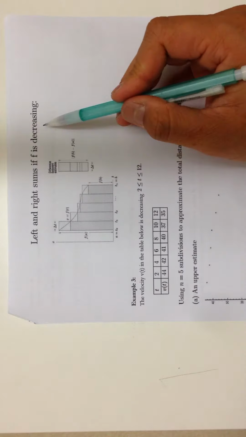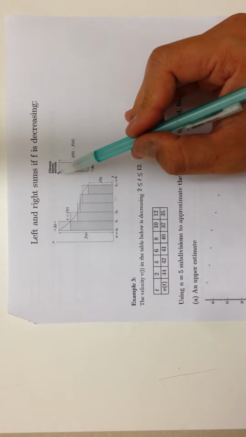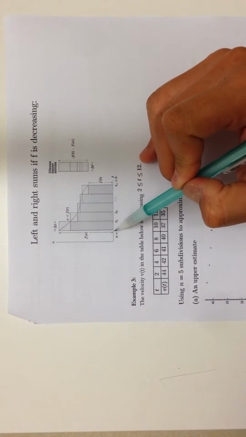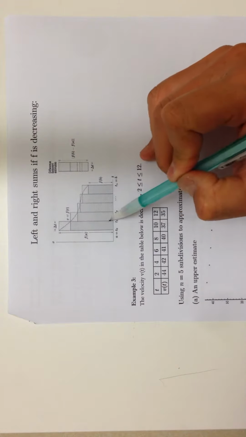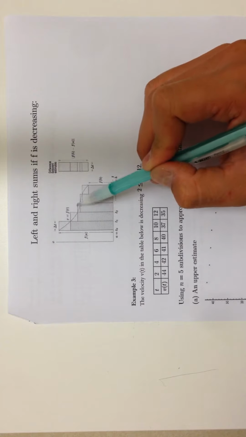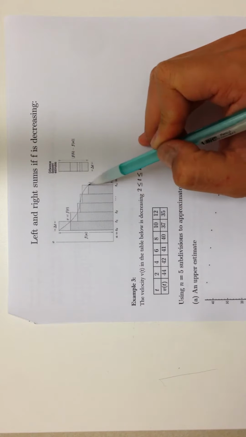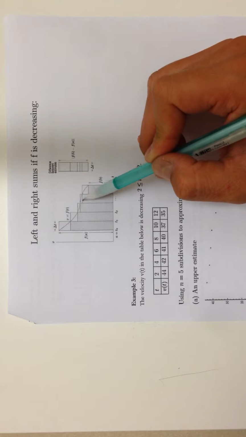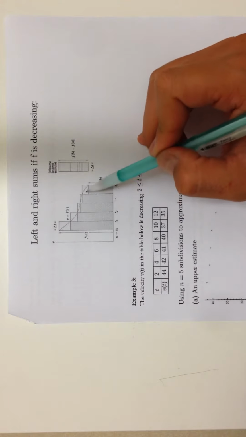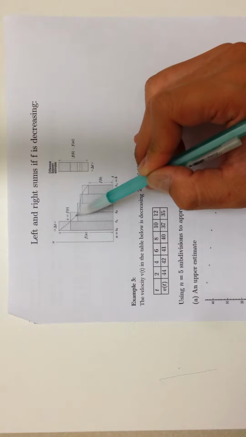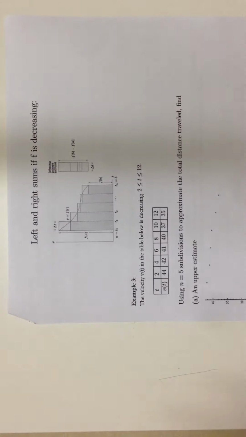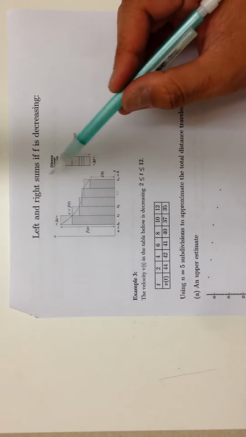All right. So if your curve is actually decreasing, then your left-hand approximation will be an overestimate, and your right-hand approximation will be an underestimate, because it will be below the curve. So you have to determine whether your curve is increasing or decreasing before you can say overestimate or underestimate, depending on the problem.